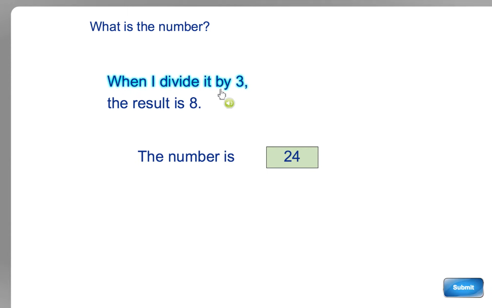When I divide it by 3, so divide 24 by 3, the result is 8. Yes, that's correct. When I divide 24 by 3, I do get 8. So I'm just checking it by putting it back in.